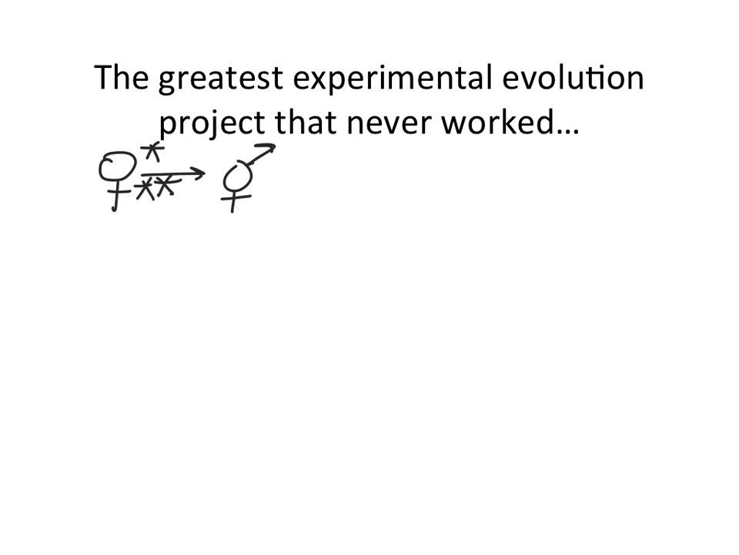So the first step is mutagenesis. You throw a chemical that causes DNA mutations on a population of worms. You generate all sorts of random mutations. That's how you get your starting variation.